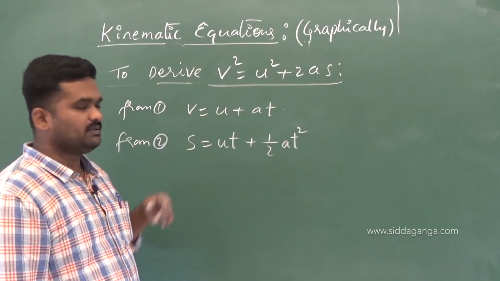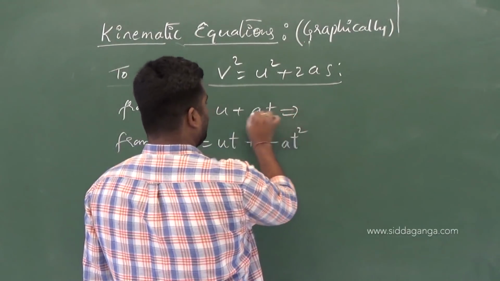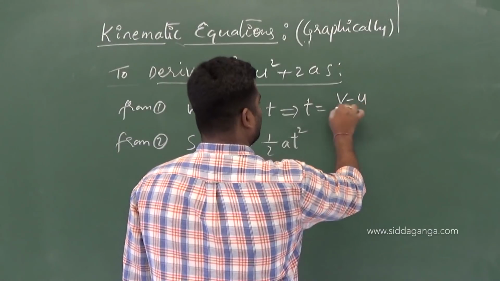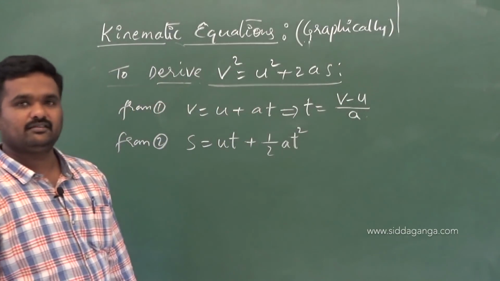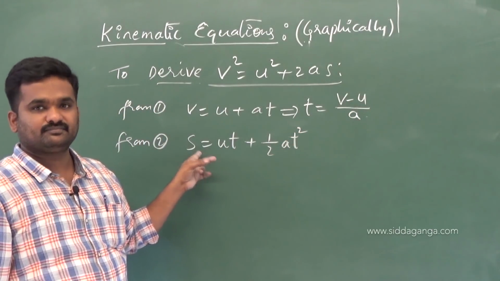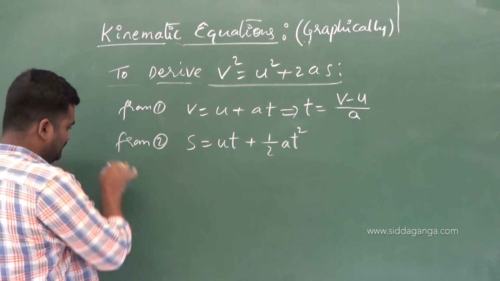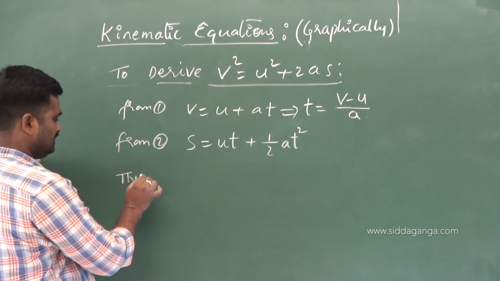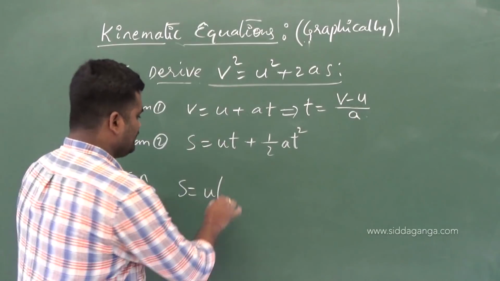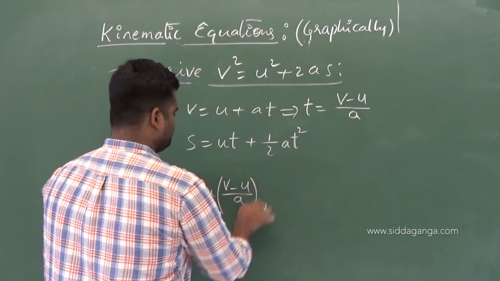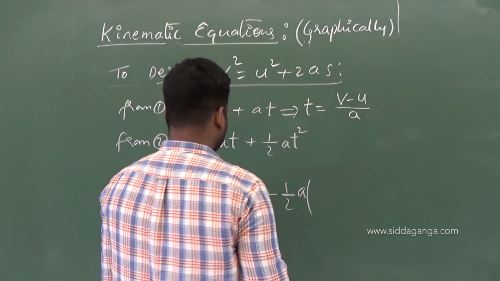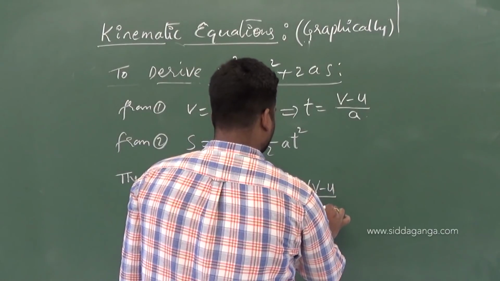From these two, small manipulation. From this, T can be written as what? V minus U is nothing but AT, right? Then T equals V minus U divided by A. That T value we substitute back into this equation. Then equation 2 becomes S equals U into, in place of T, I will write V minus U divided by A, plus half into A into V minus U divided by A whole square.